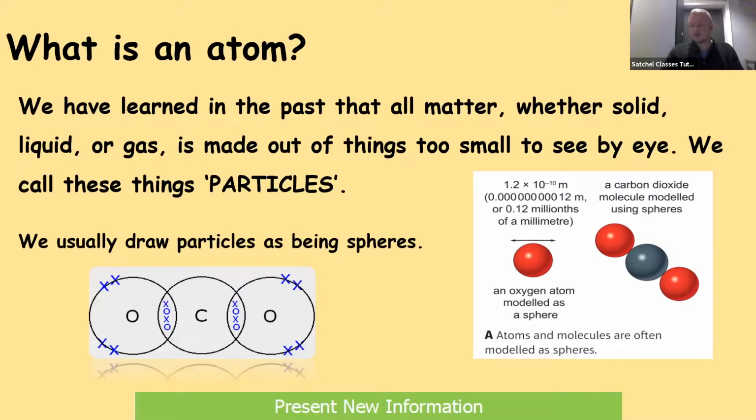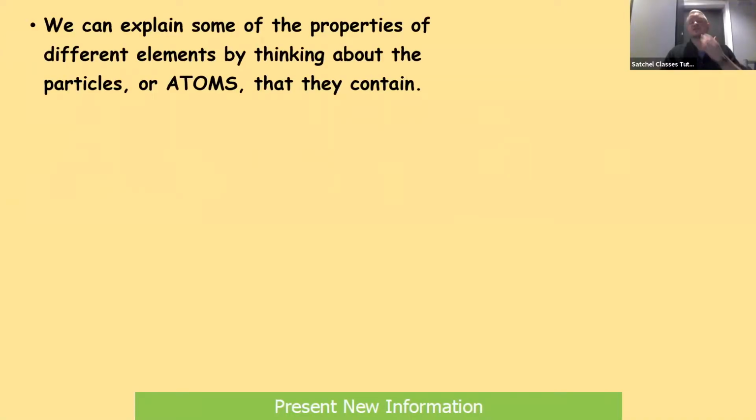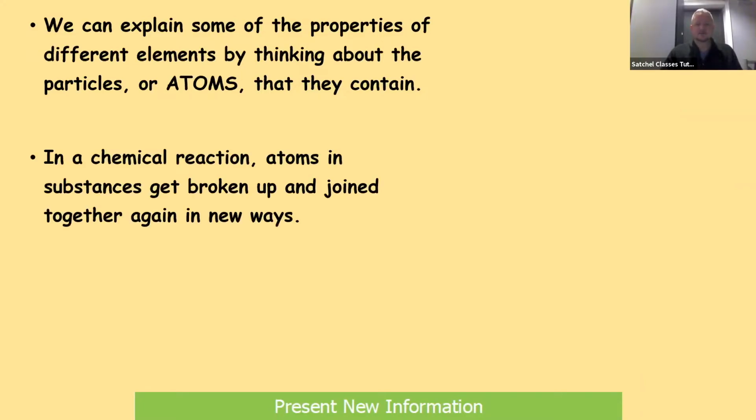We can also represent them much like we do in chemistry when we're talking about bonding. In this case, we've got covalent bonding shown between carbon and oxygen for carbon dioxide. And here we draw them again as circles, as spheres. This is another representation of that. We can explain some of the properties of different elements by thinking about the particles or the atoms that they contain. In a chemical reaction, atoms in substances get broken up and joined together in a new way.